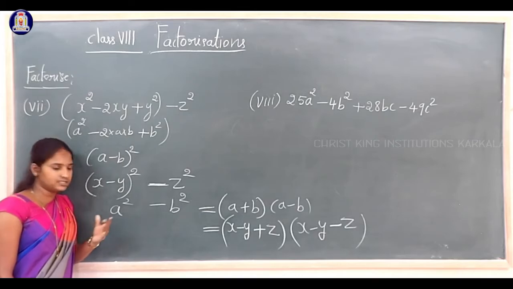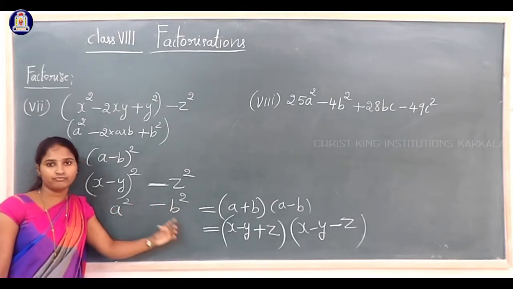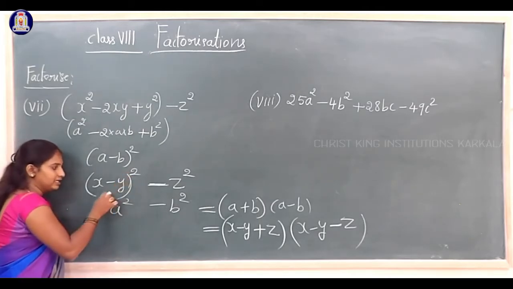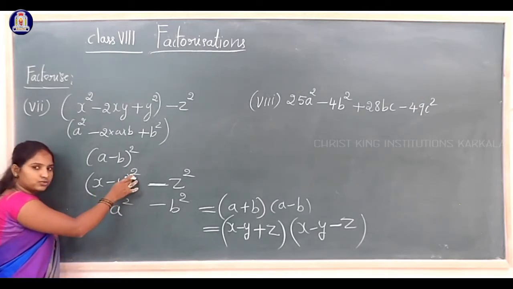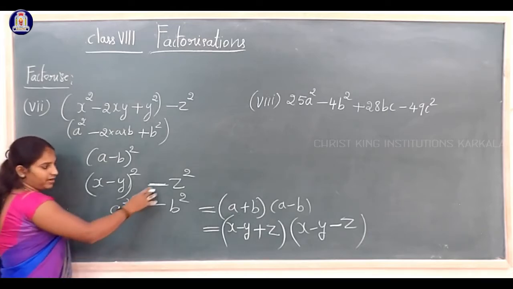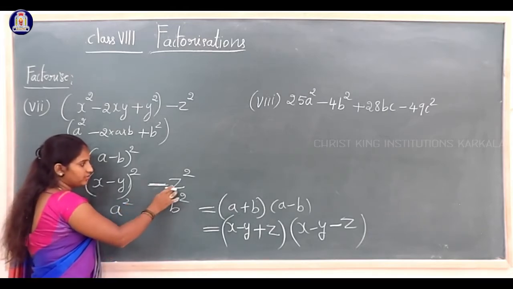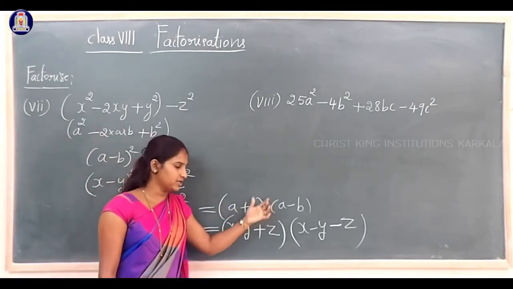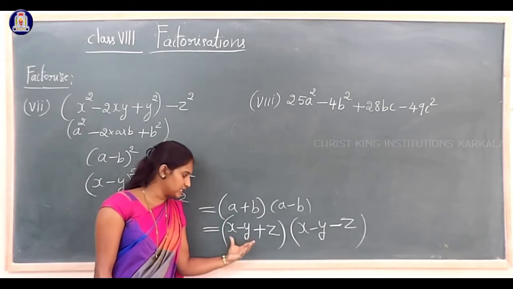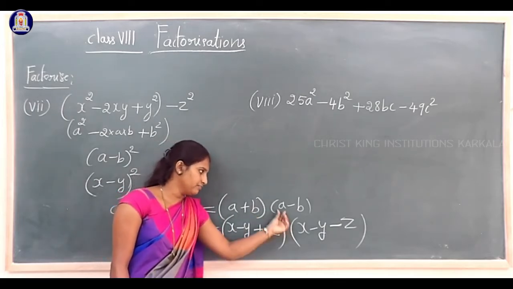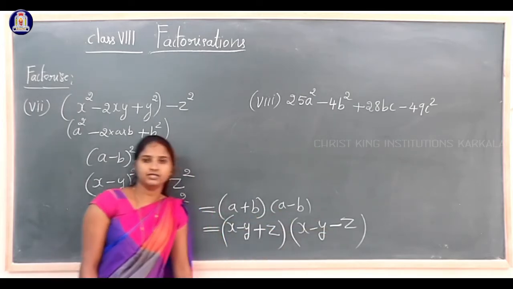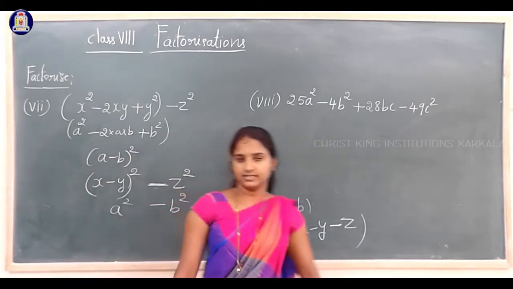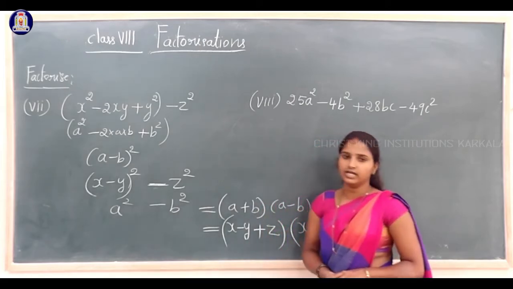So the third identity says that a square minus b square. If you observe the question, you can understand x minus y whole square, that is a square. Minus is there in the formula, so minus z square means b square. So if you expand, you will get a plus b into a minus b, and a is x minus y and b is z. Again a is x minus y and b is z. So minus, plus. Clear? So this is a method of factorizing the given expression.